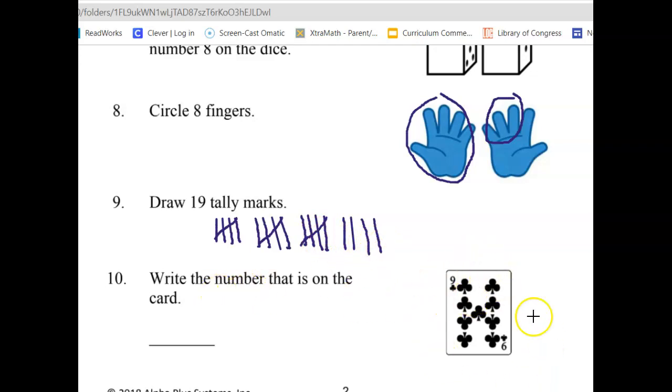Okay, so look at this number, or look at this card. What number is on that card? Look at these. 9. Yeah, that's correct. We have the number 9. Good. So now you're going to try some by yourself.